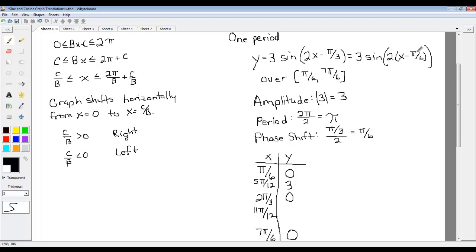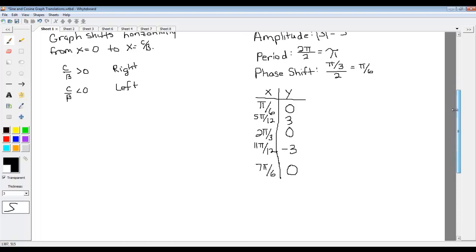11 pi over 12 minus 2 pi over 12 gives you 9 pi over 12, or 3 pi over 4. Times 2 gives you 3 pi over 2. Sine of 3 pi over 2 is negative 1. Times 3 is negative 3. So we have some key points. That's all we really need to sketch the graph, because this gives us a starting point and ending point, our x-intercepts, a minimum and a maximum. So let's use those and sketch this thing.